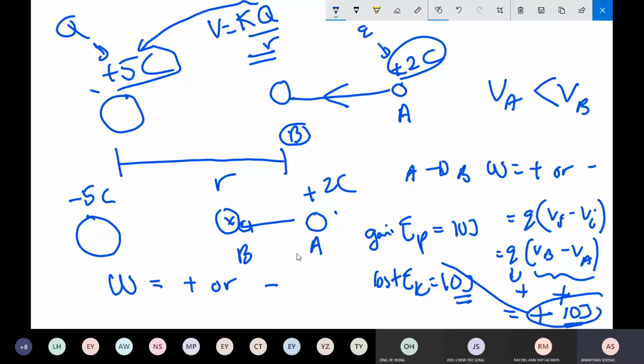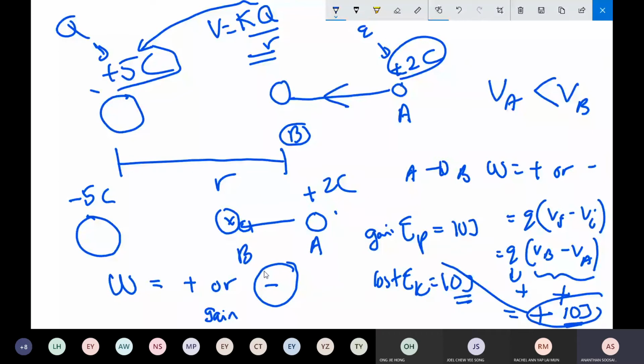Should be negative. Negative, getting closer to positive. You don't need to do work. They're going to move together by themselves. It's the action of the field itself, so you're going to attract it. So work done is going to be negative. If work done is negative, it means it's gain in kinetic or gain in potential.